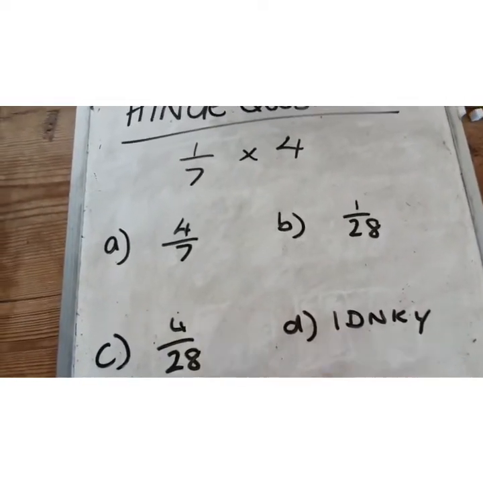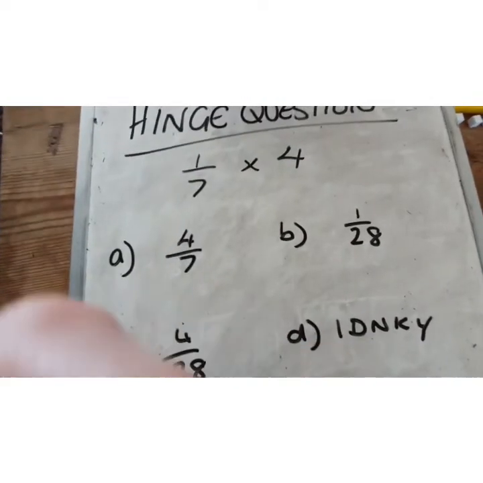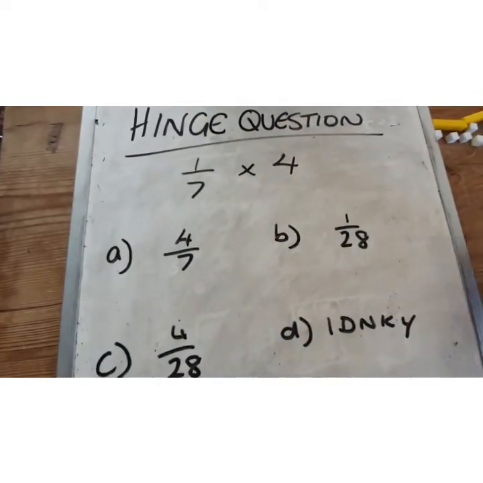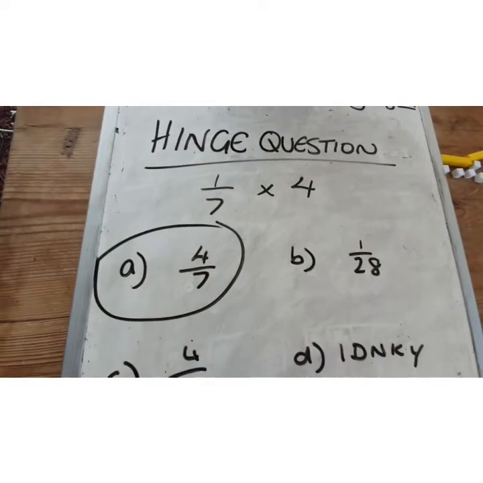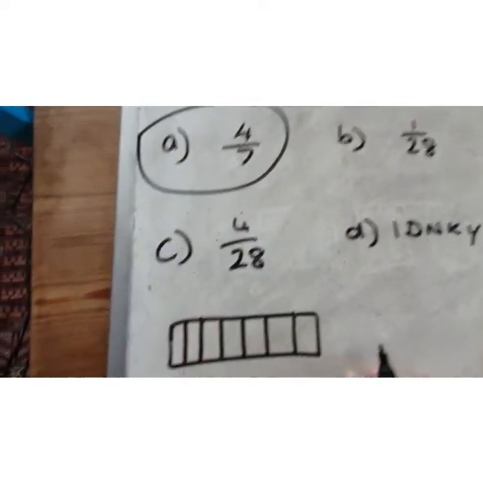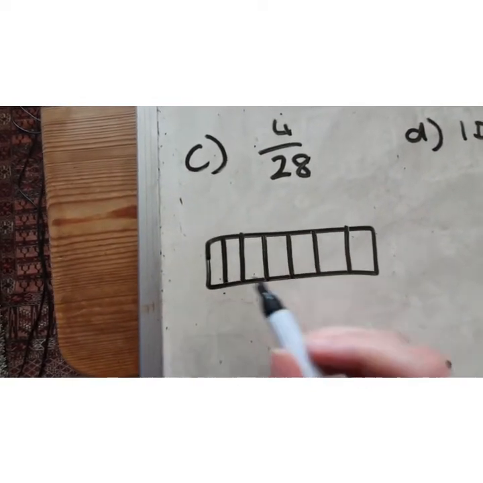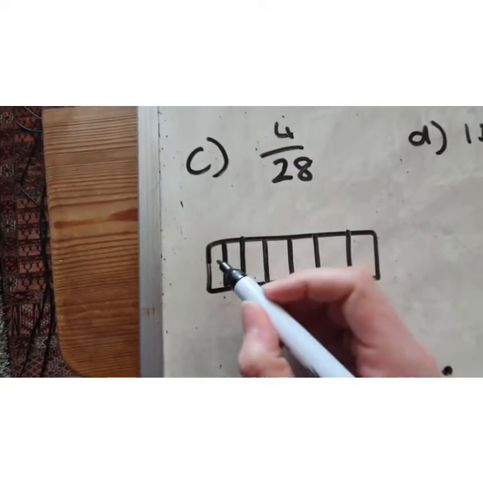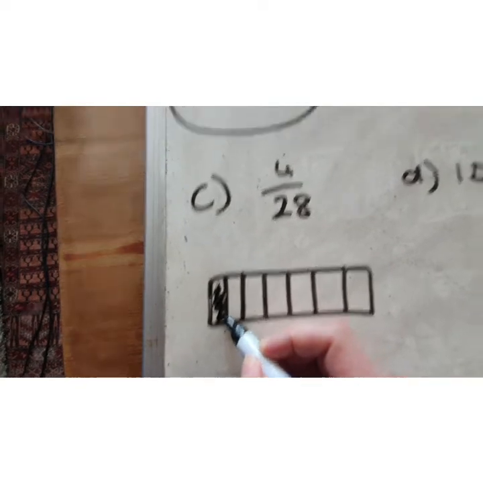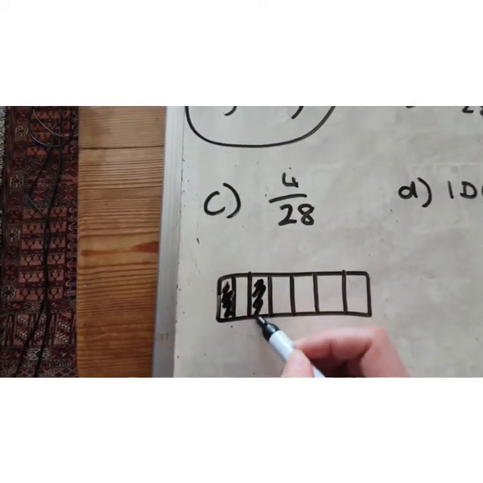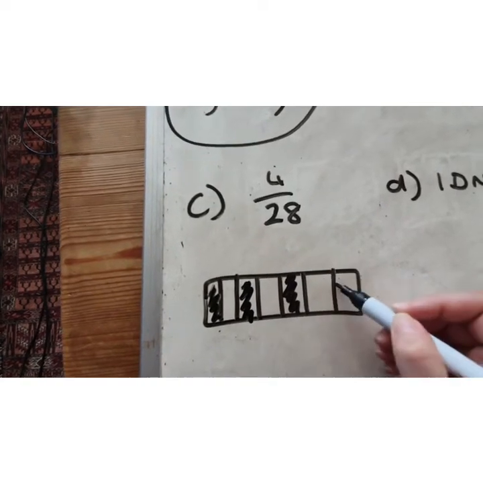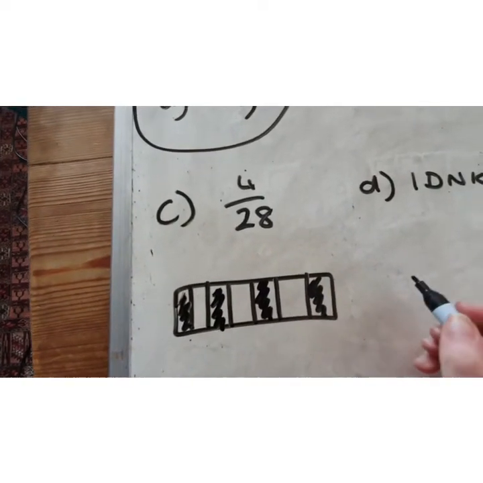Okay, the answer is, finger in the camera. Ooh. The answer is A. Well done, I've got that right. Okay, here's your whole. I've split it into sevenths, and I want 1/7, and I want to do that 4 times. You can colour in any 4 of your choice, and that shows clearly it's 4/7.